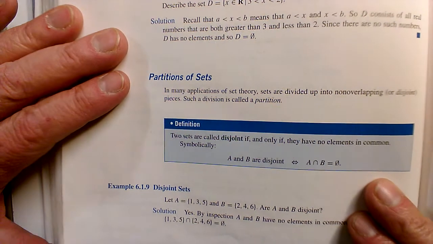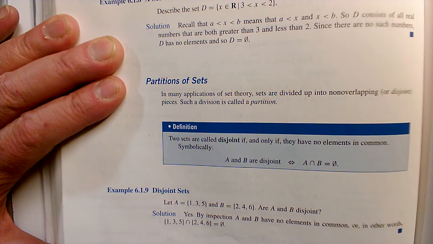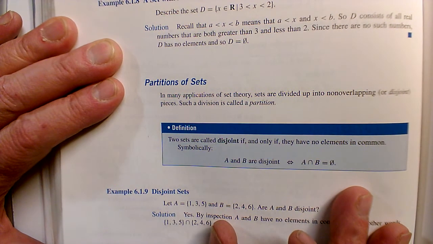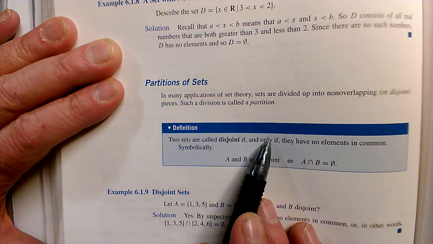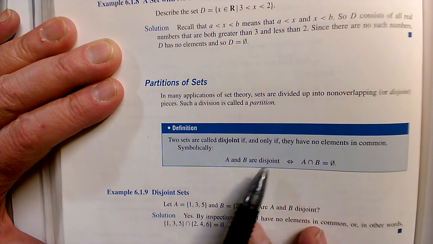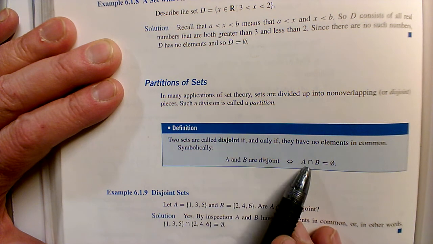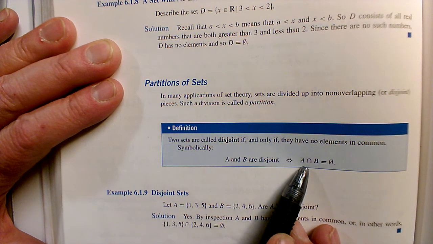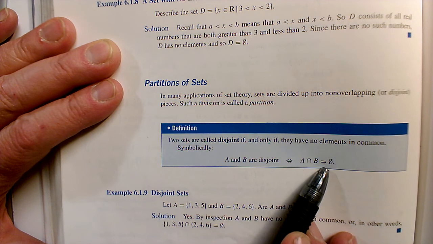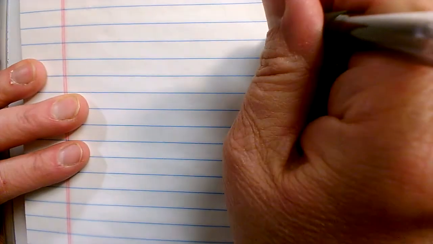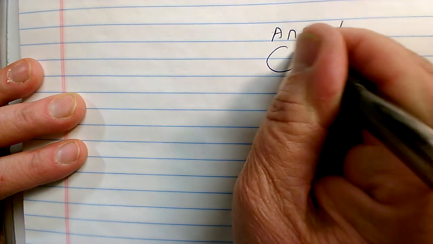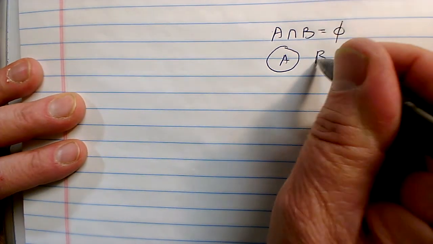There's a number of other vocabulary terms that we need to look at that will eventually help us with the definition of something called a partition. First of all, we're going to say that two sets are disjoint if and only if they have no elements in common. So we're saying A and B are disjoint if and only if their intersection is the null set. What we're doing there is saying that A intersection B is equal to the null set means these two sets are disjoint.